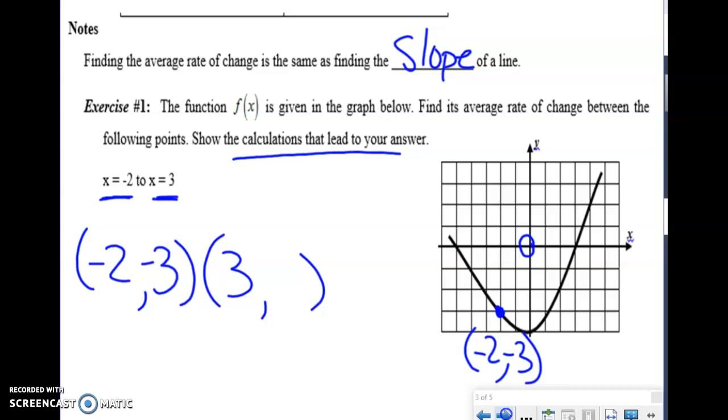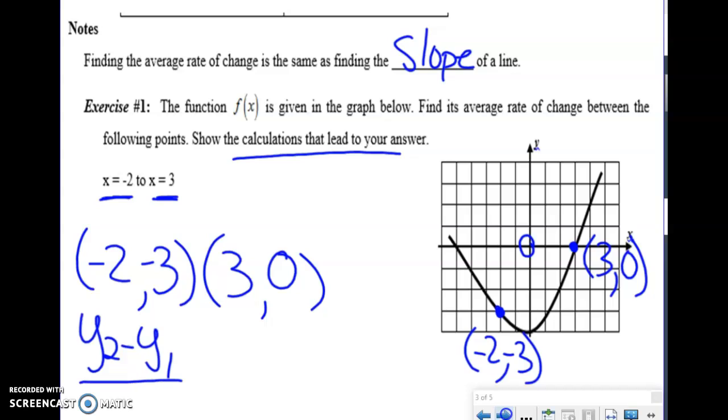I've got to do the same thing for the x value of 3. So I'm going to start at 0 and count 1, 2, 3. And this time it's right on the x-axis. So 3 is the x. That makes 0 the y. So I've got the 2 points that I need to complete this formula. What formula am I talking about? That slope formula. y2 minus y1 over x2 minus x1.